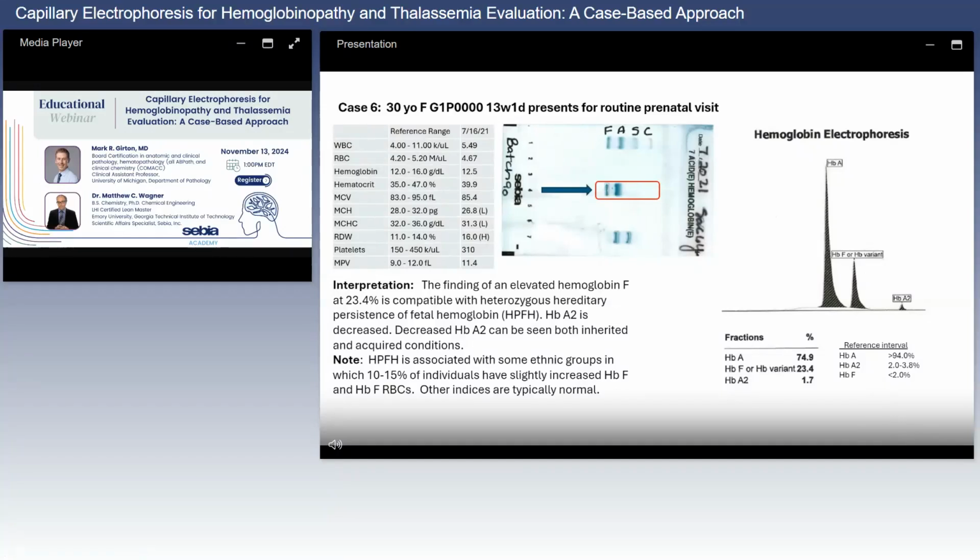The percentage of hemoglobin F in these cases is pretty widely variable, and can be as low as 1 or 2% by some definitions. So it can be a little bit tricky to interpret depending on the clinical context.